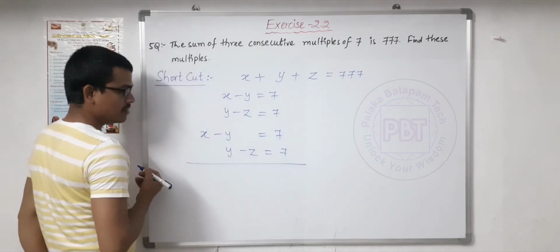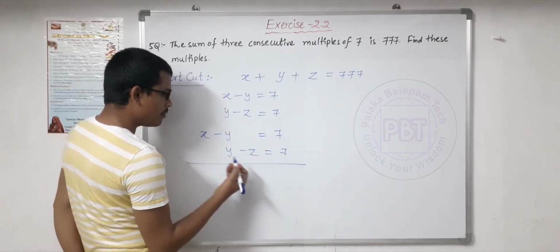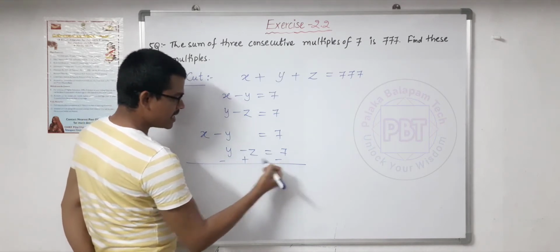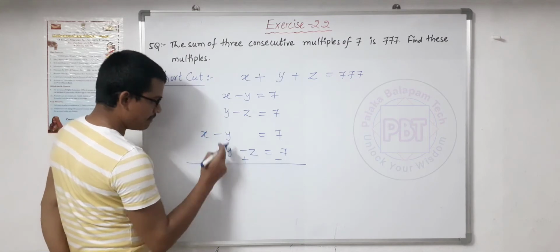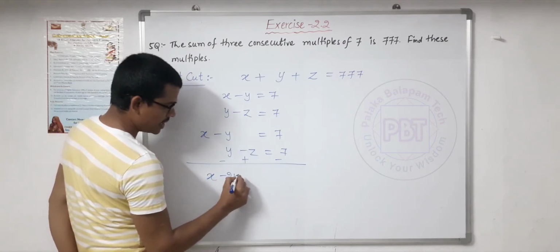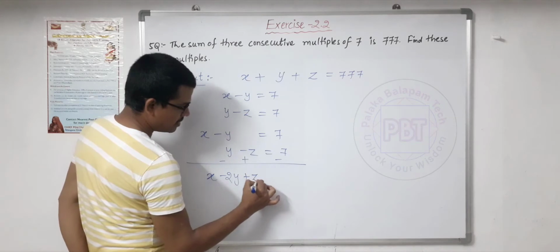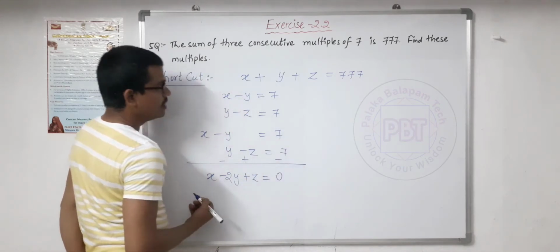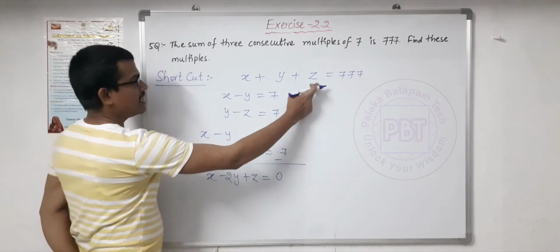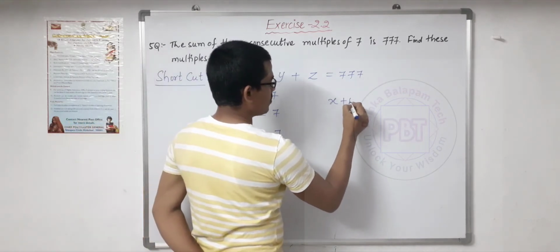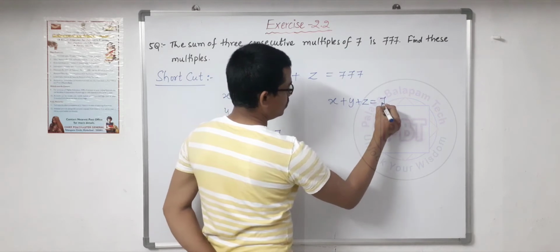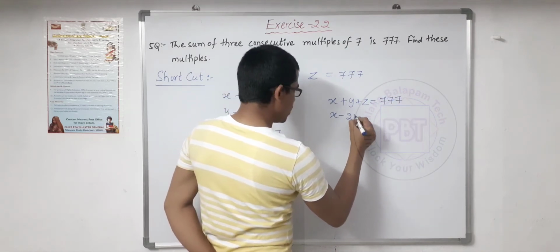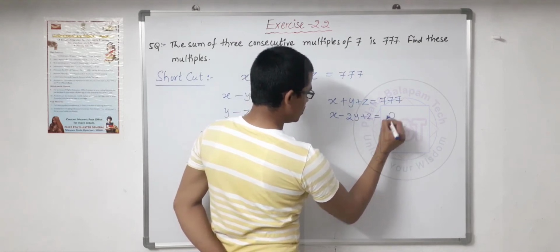Whenever I subtract, plus y becomes minus, minus into minus is plus, plus into minus is minus. So x as it is, minus y minus y gives minus 2y, and plus z equal to 7 minus 7, which is 0. Now I am going to solve this equation and this equation: x plus y plus z equal to 777, x minus 2y plus z equal to 0.